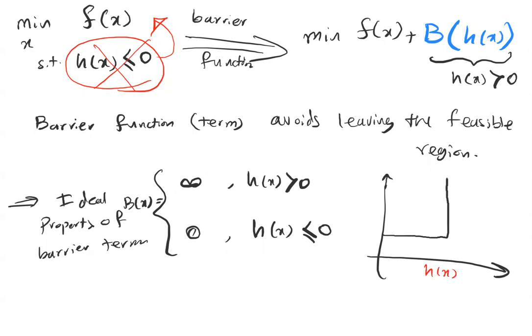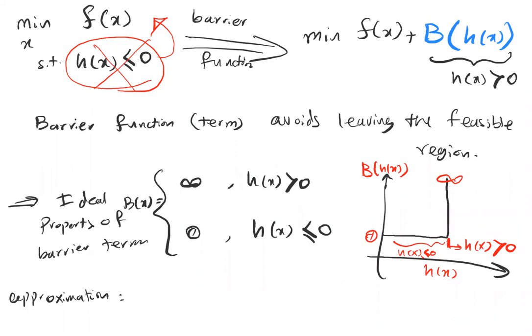in the ideal scenario. So this is h of x, and this is the barrier function, b of h of x. If h of x is less than 0, the barrier function value is 0. If h of x is greater than 0, the barrier function is infinity. But as you know, this is not a well-behaving function. So we want to use a continuous function. So we have to define an approximation of the ideal barrier function.